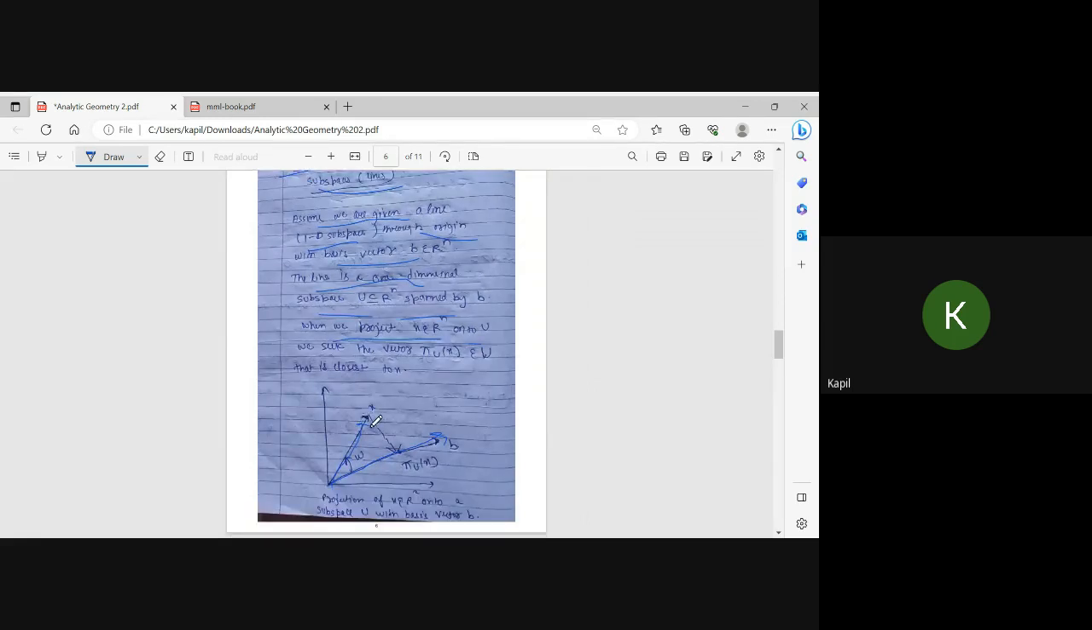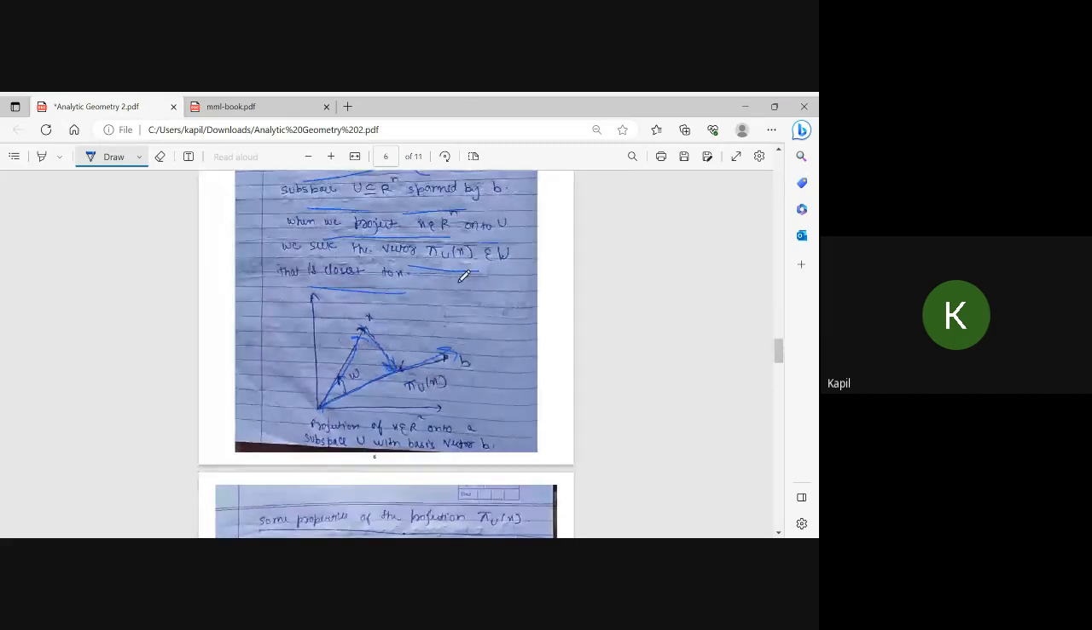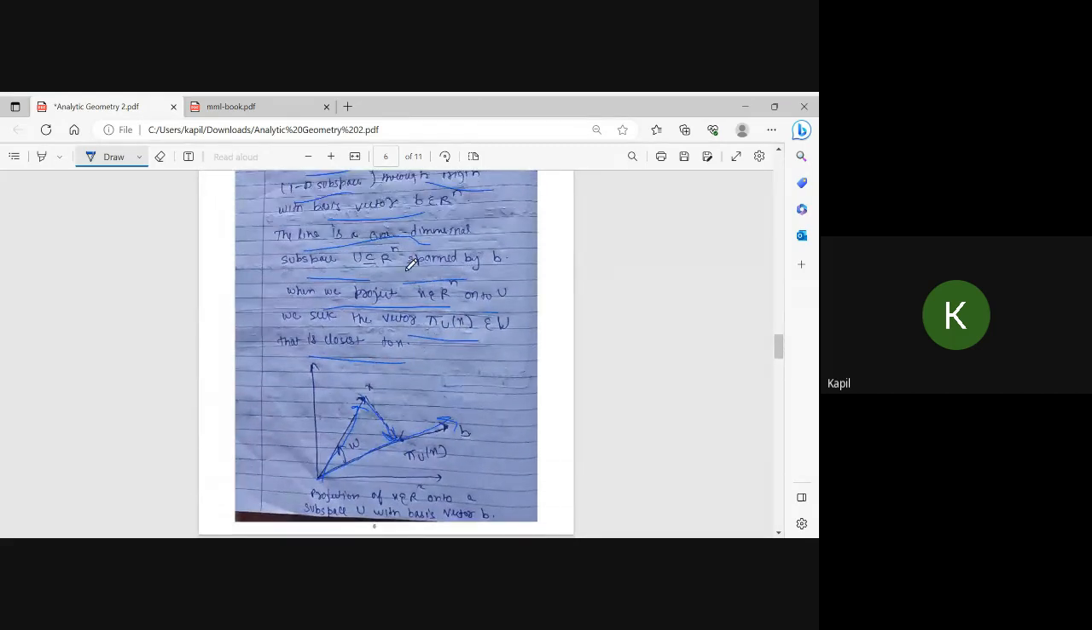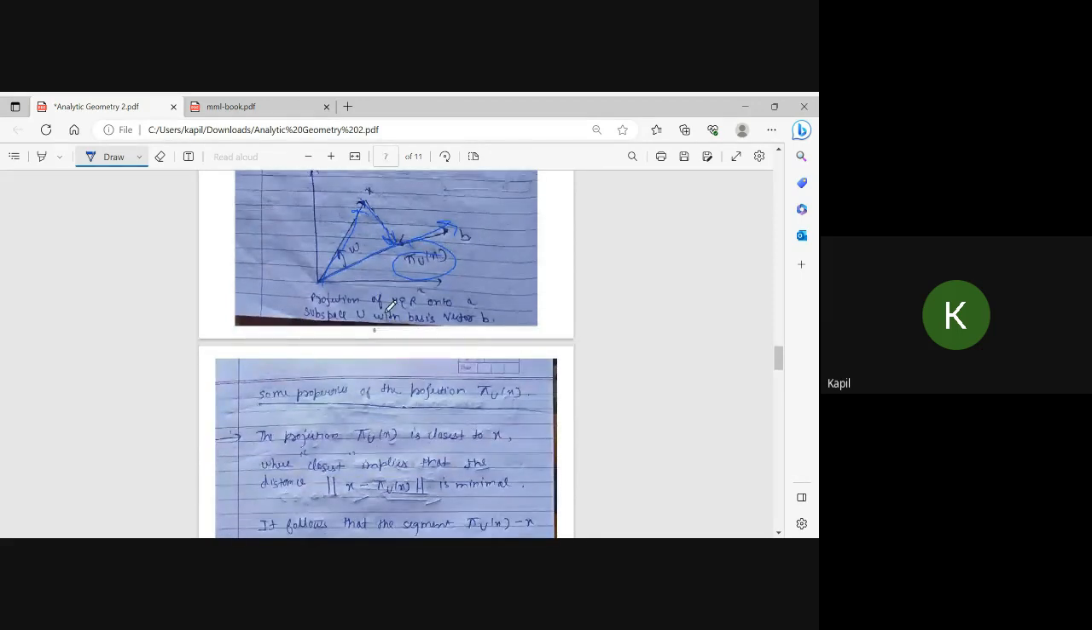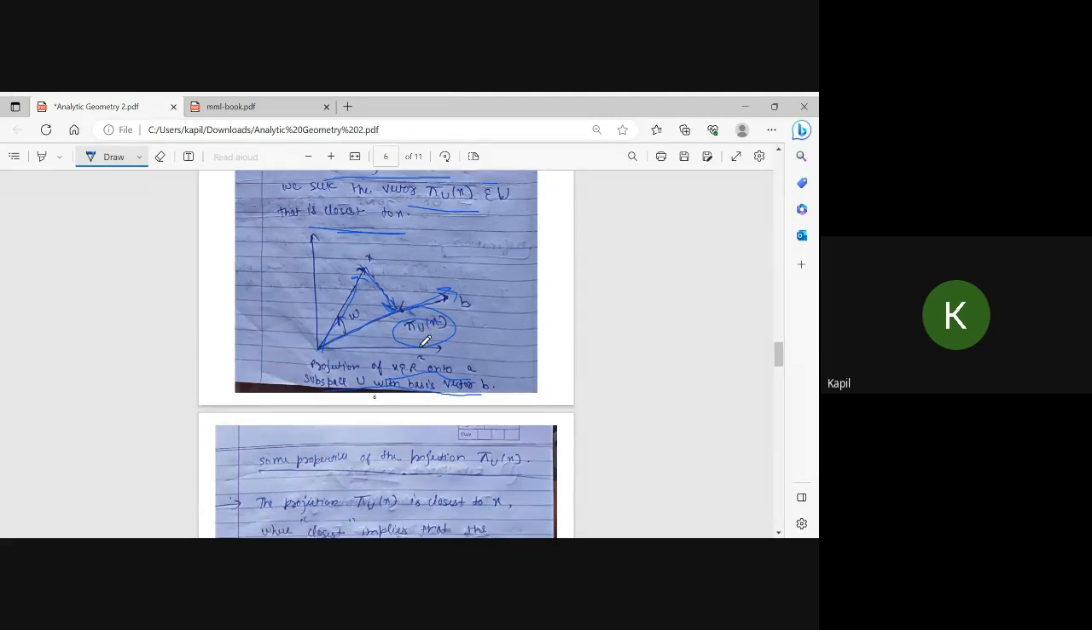When we project x in R^n onto U, if we are projecting this vector x on U, this is the projection on U, we seek the vector pi_U(x) belonging to U that is closest to x. So for this projection of x on this U, we will find the vector closest to x, that is pi_U(x). So this will become our projection. This is a diagram representing the projection of x onto a basis vector b.